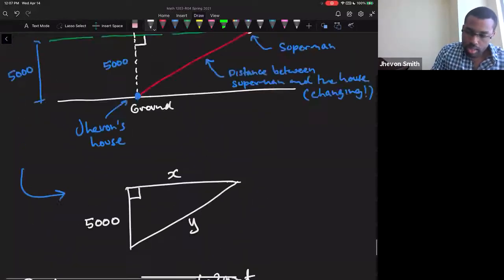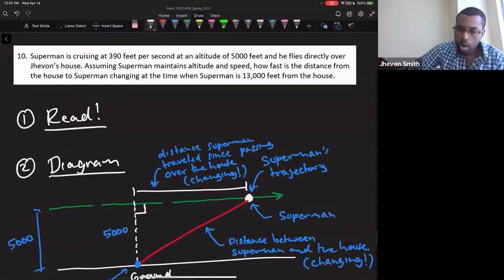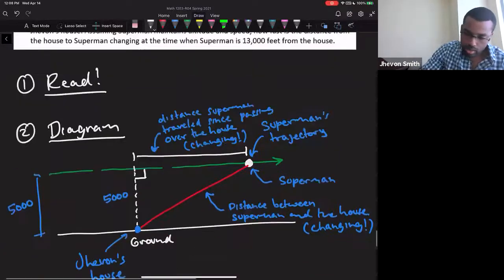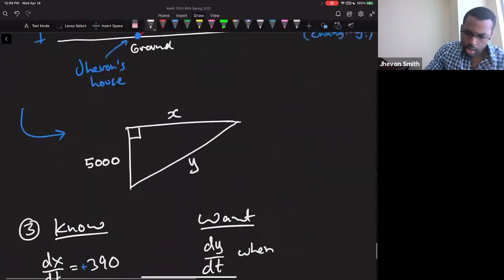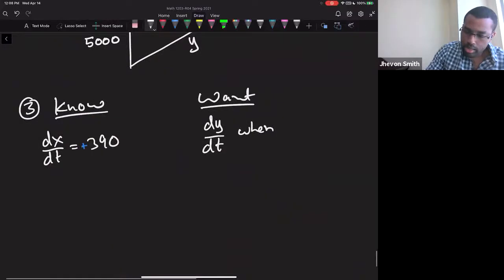When do we want it? Not just now; we want it in a specific situation. We want it when Superman is 13,000 feet from the house. So the distance from the house is y. This is when y is 13,000.